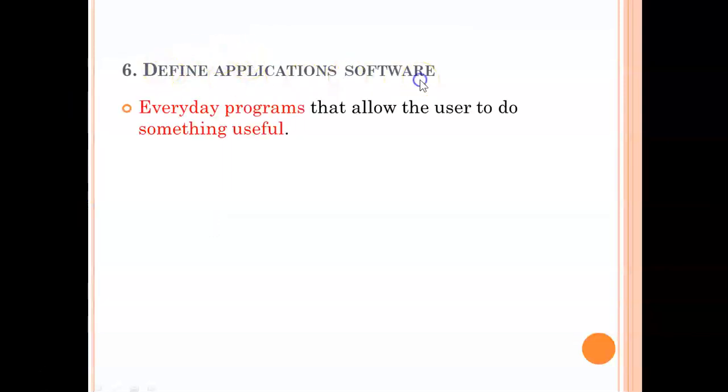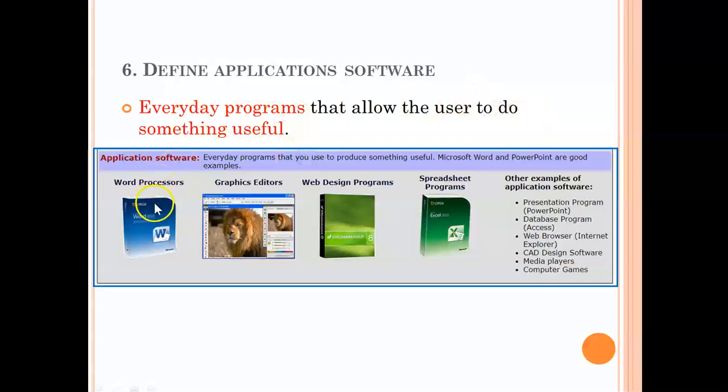Define application software. That's everyday programs that allow the user to do something useful. For example, word processors like Microsoft Word. You can type out letters, and you can do quite a lot of useful things with Microsoft Word. With graphics editors you can edit photos, you can make websites, you can make models from Excel spreadsheets. Any program that lets you do something useful is an application software program.